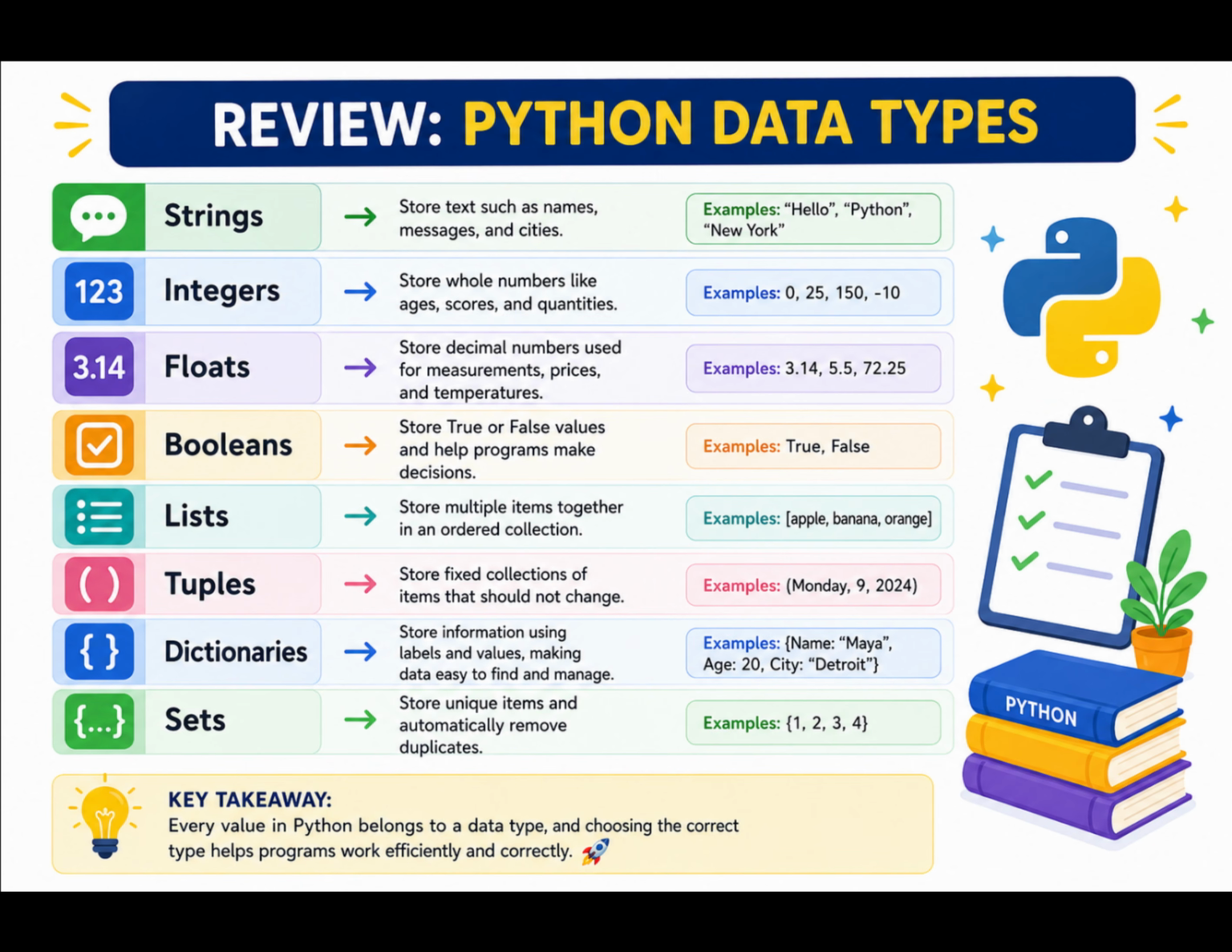Let's review what we've learned. Strings store text, integers store whole numbers, floats store decimal numbers, booleans store true or false values, lists store collections of items, tuples store information that should remain unchanged, dictionaries organize information using labels and values, sets store unique items without duplicates. Understanding these data types provides a strong foundation for learning Python and building more advanced programs in the future.